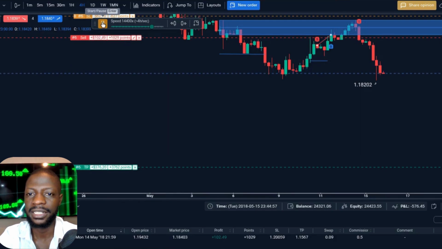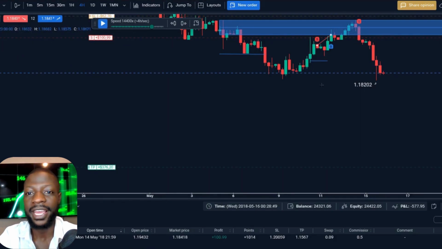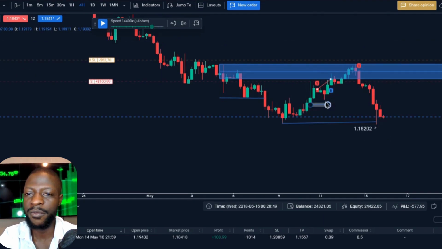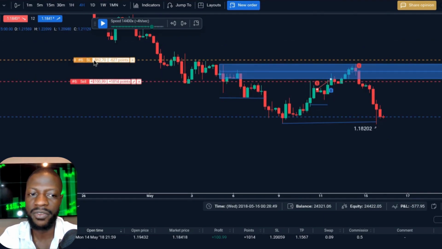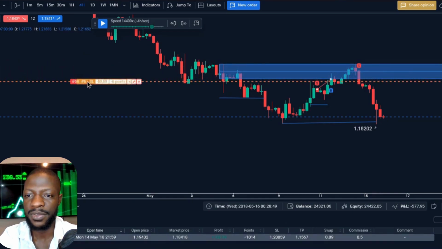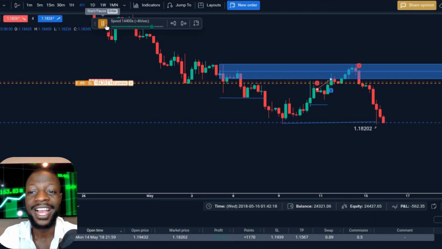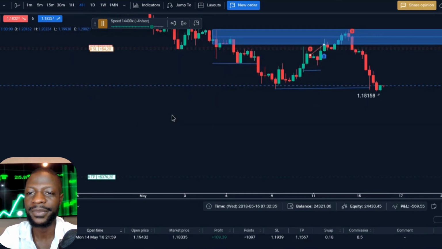Finally, we have a nicer move. Come on. So we can see that we've broken this level right here. I'm just going to be very conservative and move my stop loss to break even right here. I've taken too many losses right now. I really need this win right here.